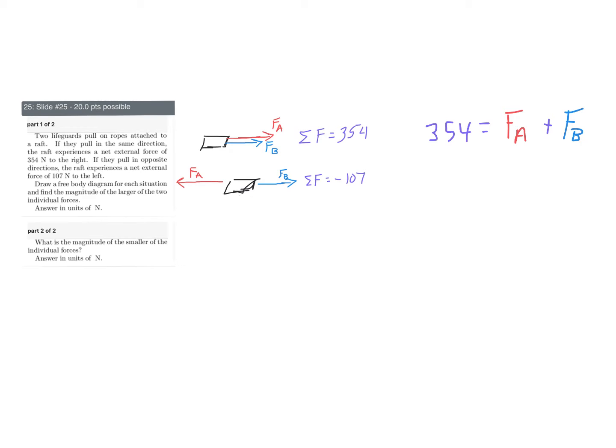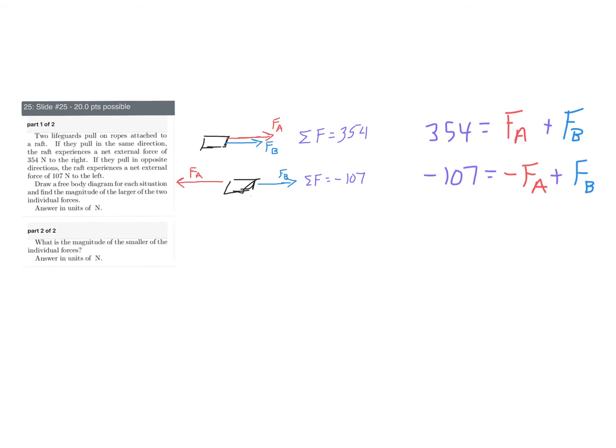For our second equation, the net force is to the left, so that's negative 107. That is equal to, force A is to the left, so force A is going to be negative. And force B is to the right, so force B is going to stay positive. So we have two equations and we have two unknowns. We are going to have to solve one of these equations to plug into the other.